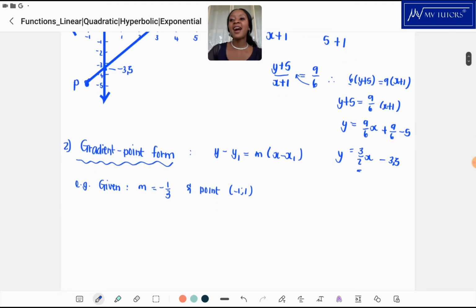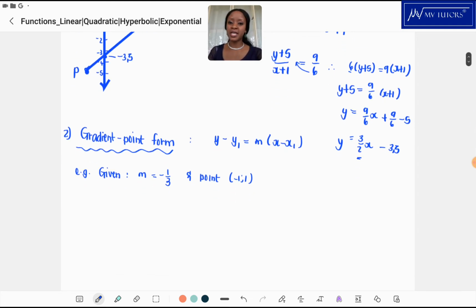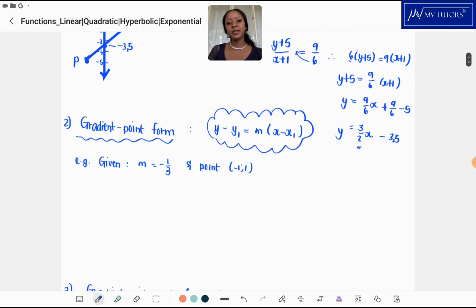Now there's another method, which is the gradient point form. In this case, you're going to use this equation over here. Basically here, they would have to give you a gradient and a point, and what you do is just substitute it in the formula. So we have y minus y1, the y value of that point, which is 1. Then you have m, which they've already given us, the gradient, which is negative 1/3. And then you have x minus x1. So minus minus 1, that will be a plus 1.